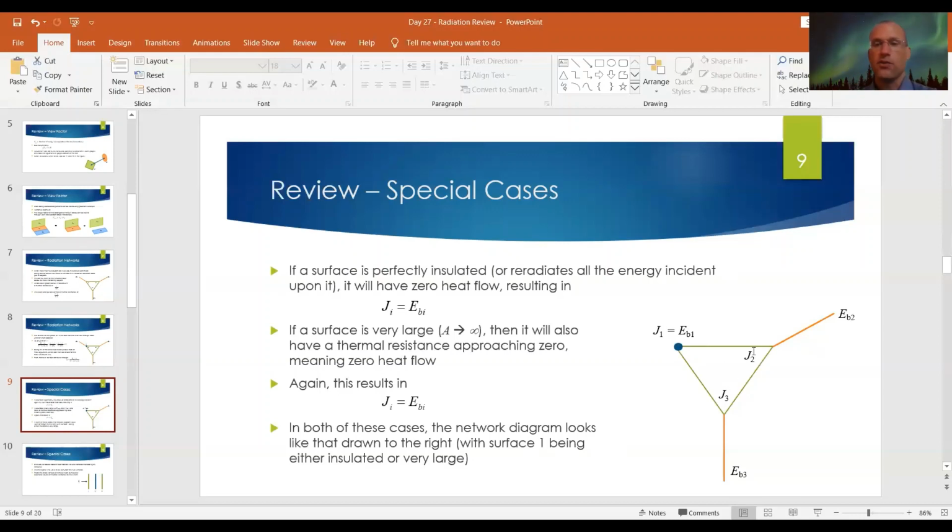That leaves me with only J2 and J3 that I don't know. Again, this is assuming that object number 1 is this special perfectly insulated surface. Similarly, if a surface is very large, area goes to infinity. That resistance again basically goes away, meaning 0 heat flow. 0 heat flow again means that J1 equals EB1. So in either case, I end up with my J equal to EB for that particular object. And as I said, the network diagram is a lot simpler, with only 2 equations and 2 unknowns.